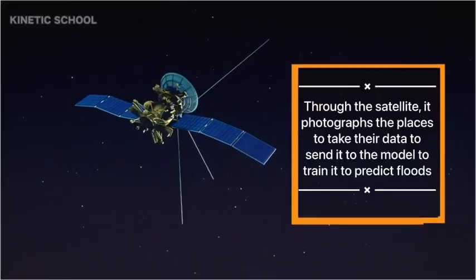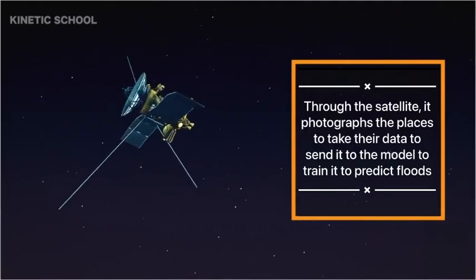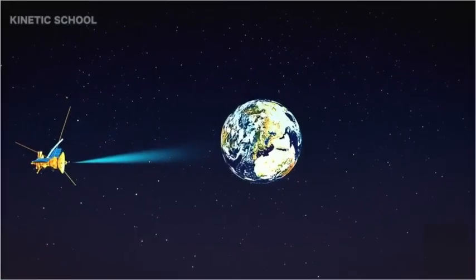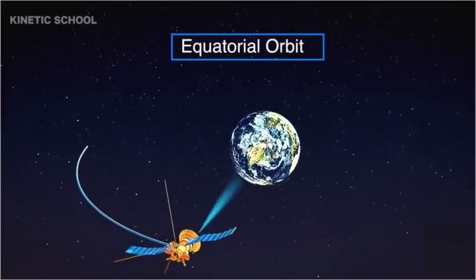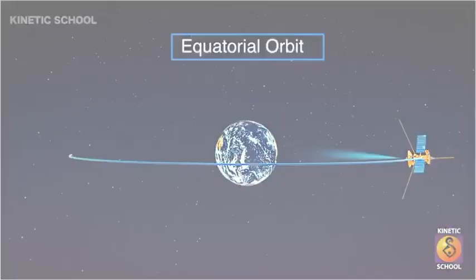Through the satellite, it photographs the places to take its data and send it to the model to train it to predict floods. The satellite rotates completely in its orbit, orienting and focusing on the area whose data is to be counted from climate factors and wind intensity.